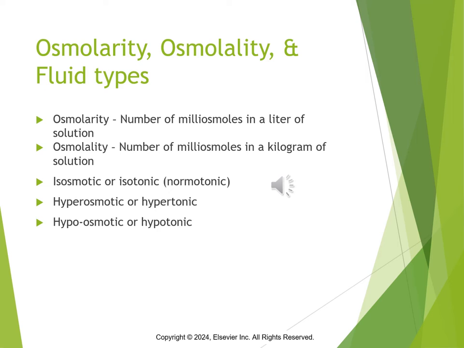Now, your hypertonic solutions: hyper, we now have more solutes or higher osmolarity than body fluids. So if we're remembering that our normal osmolarity of our plasma is 275 to 295, a hypertonic fluid usually has an osmolarity greater than 300. Okay. Osmosis will occur here. Again, the only place we're not going to have osmosis occur is if we're administering an isotonic solution to our patient. So osmosis is going to occur.